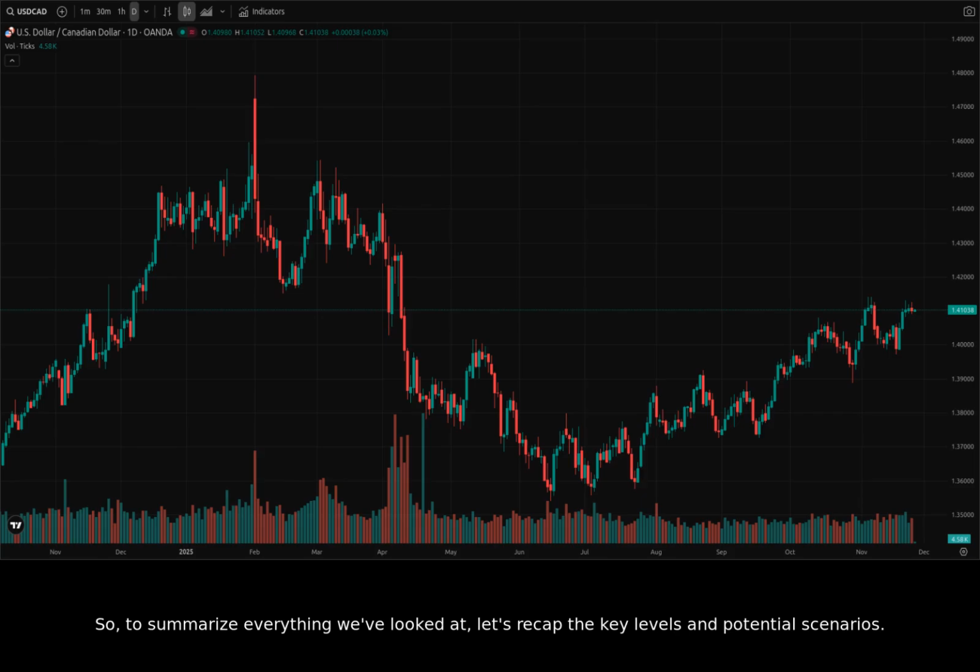So, to summarize everything we've looked at, let's recap the key levels and potential scenarios. The long-term trend is strongly bullish, supported by favorable fundamentals for the US dollar. Our most critical immediate resistance is the zone between 1.4110 and 1.4131. Immediate support lies at the 1.4085 level, with stronger daily support at 1.3980. The major, long-term resistance target for bulls remains the 1.4400 area. Now for the potential outcomes.